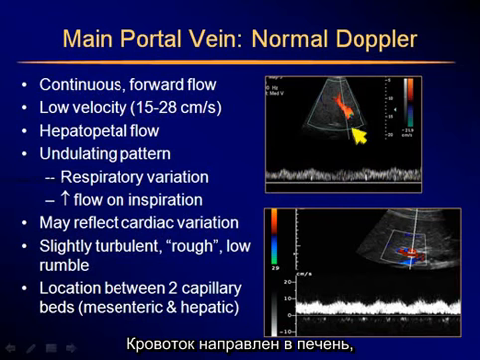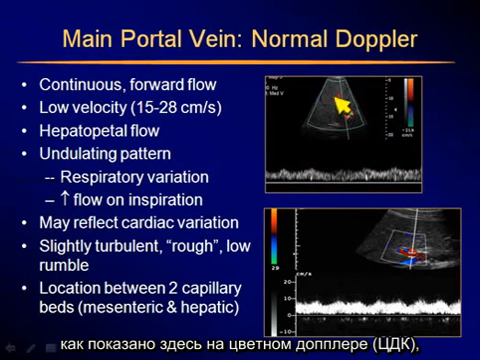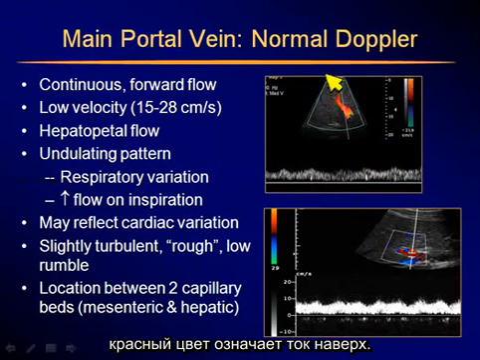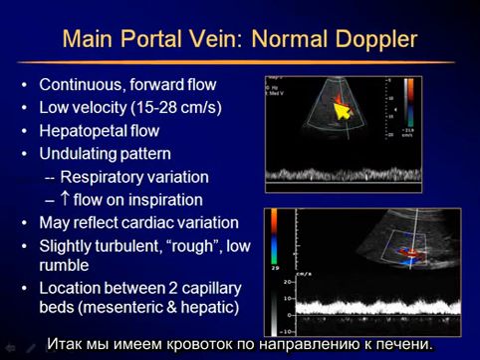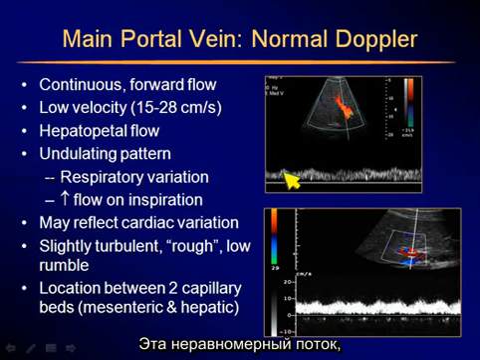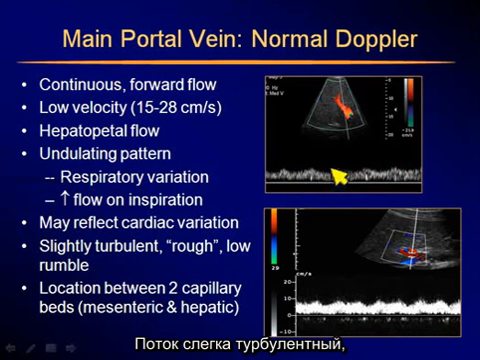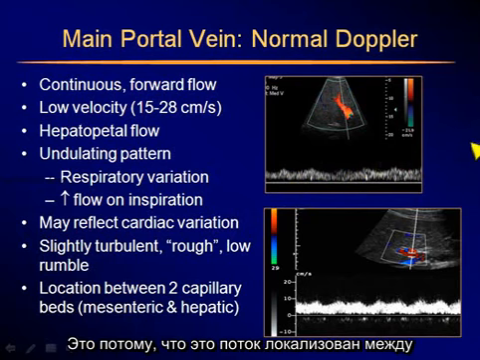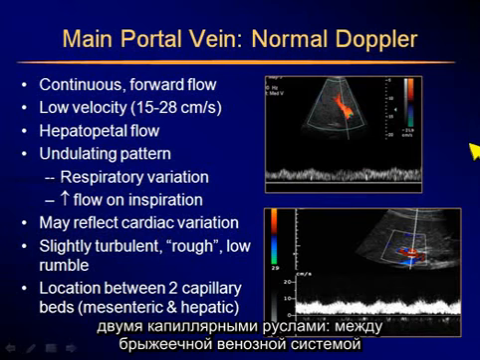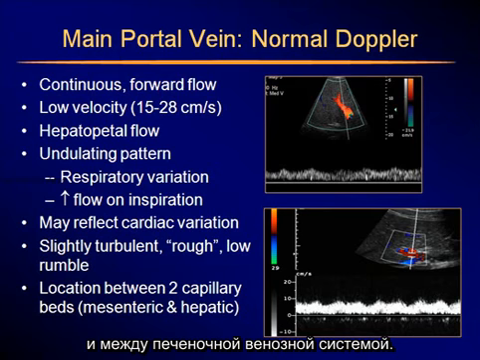The flow is into the liver, shown here on this color Doppler. Red means flow towards, so we have flow towards the liver. It's an undulating pattern which reflects respiratory variation and may reflect cardiac variation. It's a slightly turbulent, rough, low rumble kind of flow, and that's because it's located between two capillary beds, between the mesenteric venous system and the hepatic venous system.